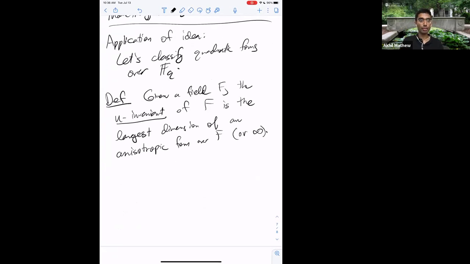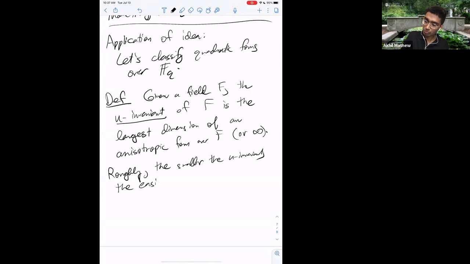The u-invariant is some sort of measure of the complexity of a field, at least as far as quadratic forms are concerned. Because if your u-invariant is small, then the classification of quadratic forms is reduced to the classification in small dimensions, since once the dimension gets large enough, you can keep splitting off hyperbolic forms. So roughly, the smaller the u-invariant, the easier it is to classify quadratic forms.